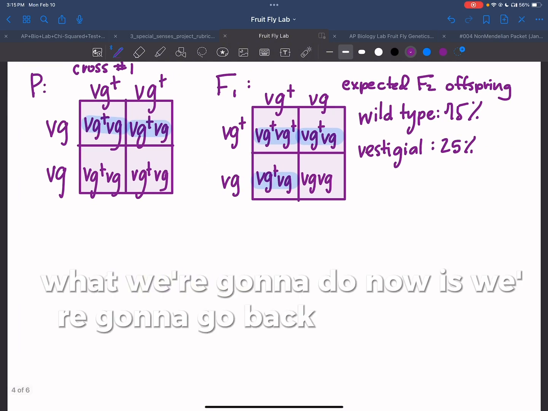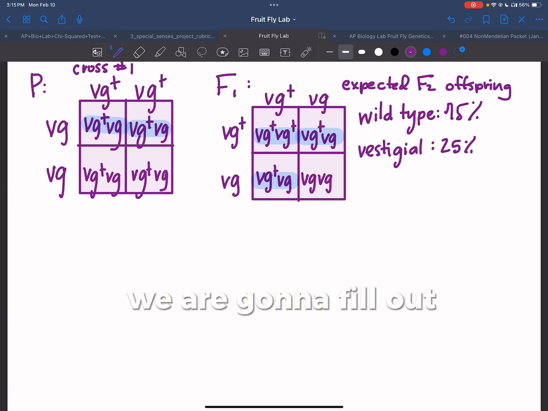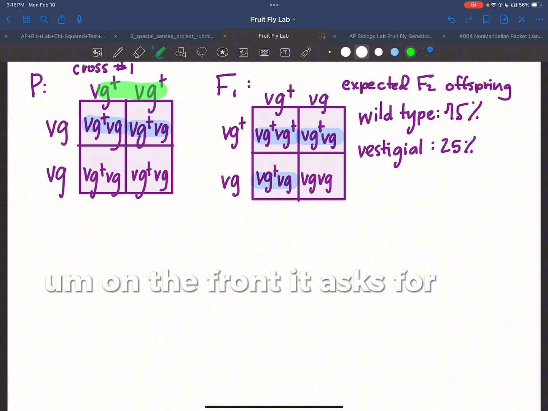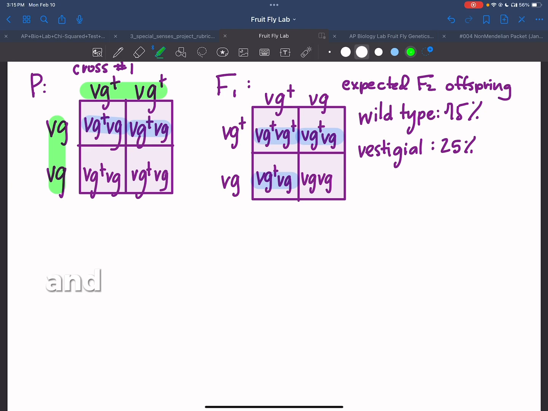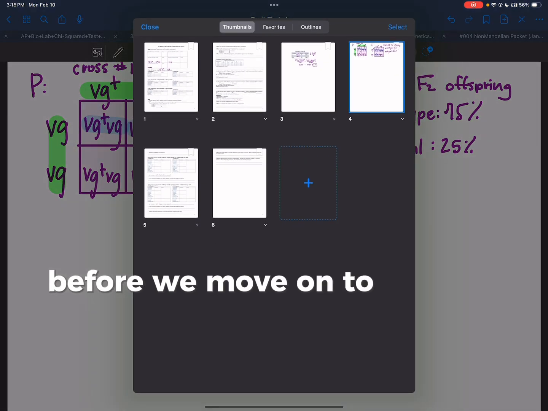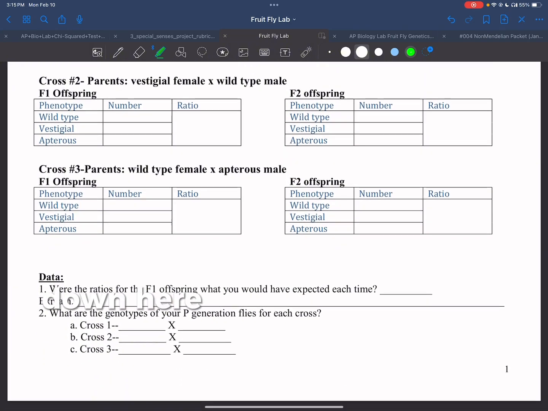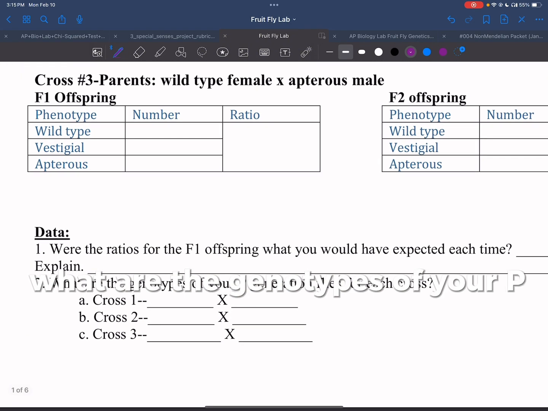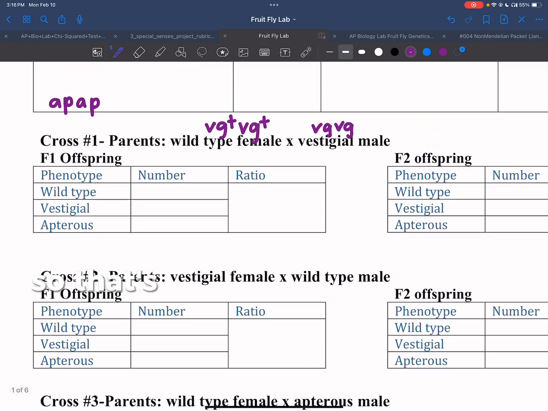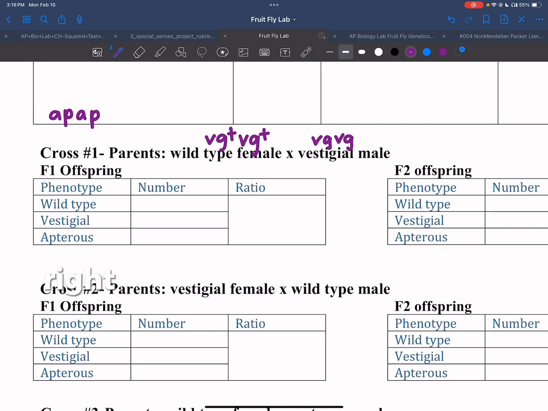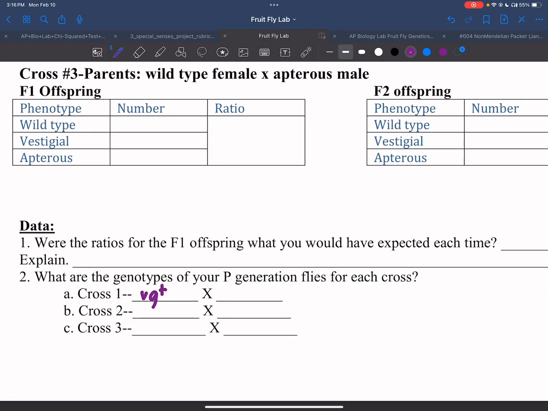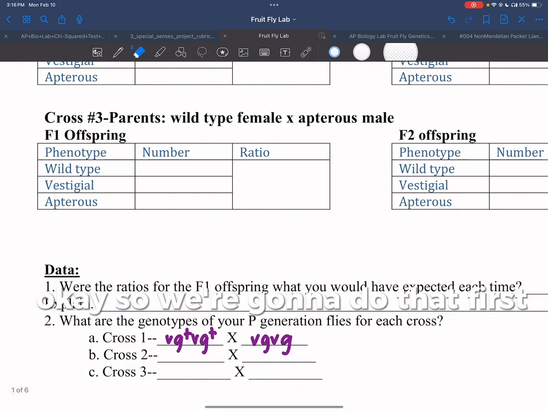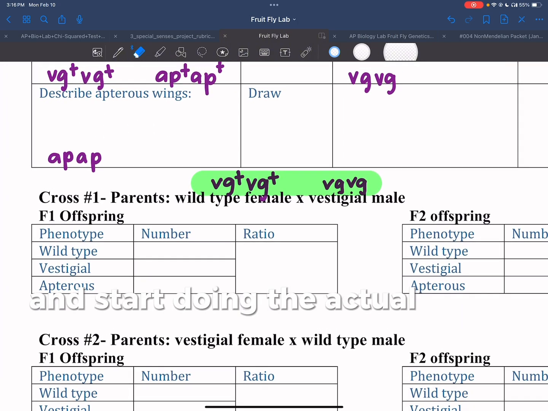What we're going to do now is we're going to go back to that page. We are going to fill out on the front, it asks for your parental genotype, so we're going to fill that out with these parents, and we'll go ahead and do that real quick before we move on to the next part. So we are here, okay? Down here at the bottom, it says, what are the genotypes of your P generation for each cross? So that's these guys we wrote up at the top right here. So we're going to write those down in this blank. Okay, so we're going to do that first. And now we can finally get to the website and start doing the actual crosses.